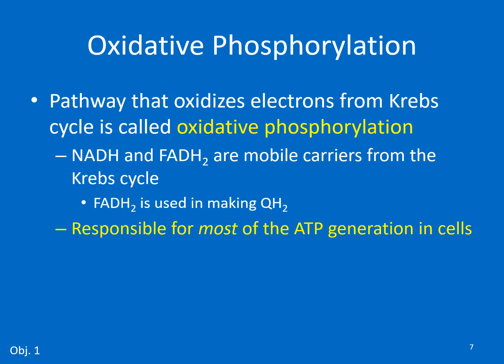So the pathway that oxidizes electrons from the Krebs cycle is called oxidative phosphorylation. NADH and FADH2 are the mobile carriers from the Krebs cycle that get oxidized. Remember, these are hydride carriers, so they have an H plus and 2 electrons. And those electrons are what get oxidized to make that energy, to make that ATP. Another thing you might remember is that when I was teaching the Krebs cycle, I made sure to focus on QH2. FADH2 gets turned into QH2, and today we'll talk about how.